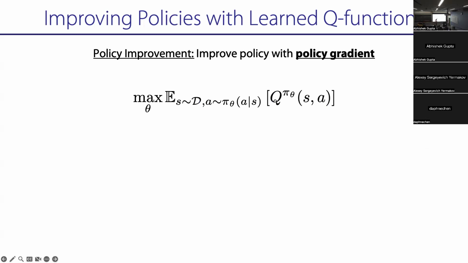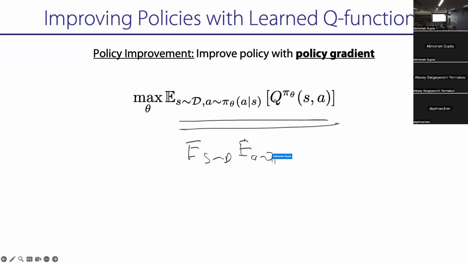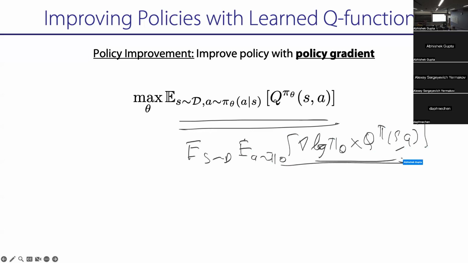The policy improvement objective, you can often write like this: sample states from your data set, sample actions from your policy pi theta, and you want to maximize the q value of that action at that state, right? I'm not going to go through the math again, but if you use the REINFORCE trick, you can rewrite this as the expectation over s, a from pi theta of grad log pi theta times q pi, just like the same thing we did in policy gradient.